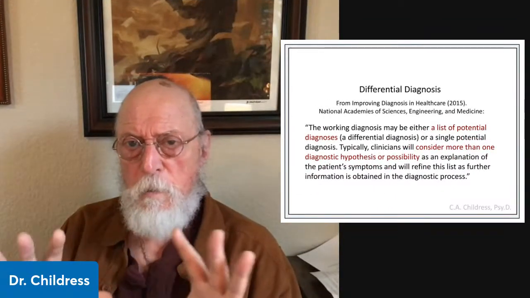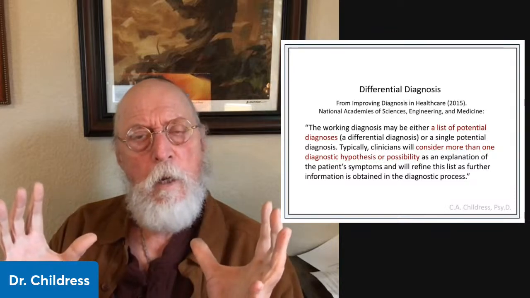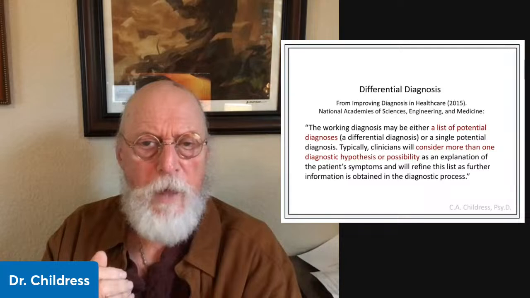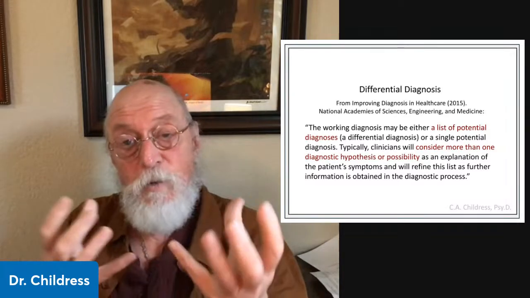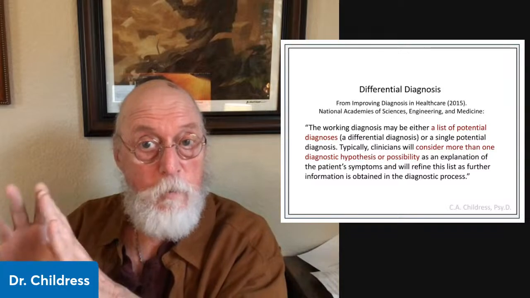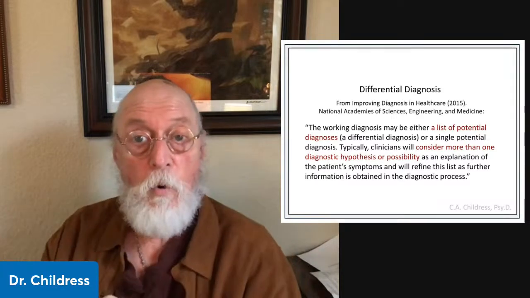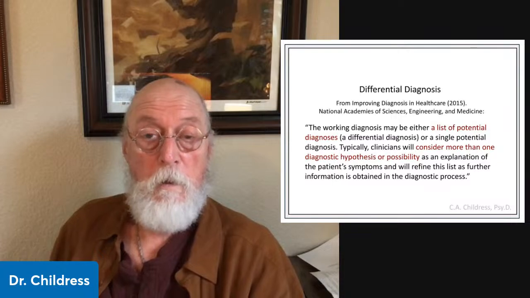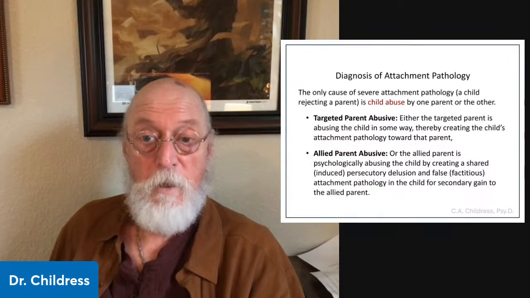We start with the symptoms and we apply all of the potential explanations for that set of symptoms. And then as we gather more information, we rule out some of those explanations and others are supported. And that's the process by which we make a differential diagnosis.